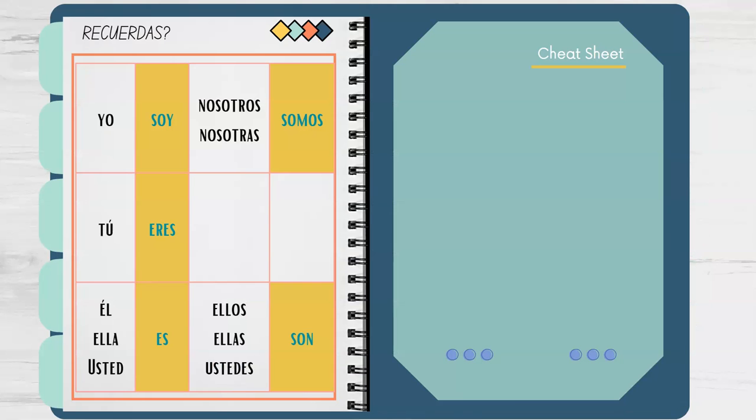Okay, so there's your reminder again. There's your verb chart. Yo soy, tú eres, él es, ella es, usted es, nosotros somos, nosotras somos, ellos son, ellas son, ustedes son. Got it?